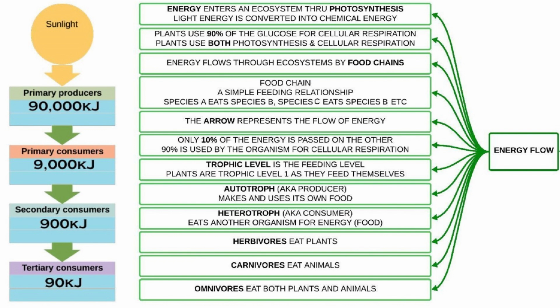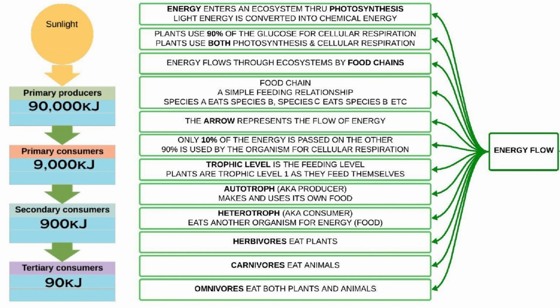Energy flows through ecosystems by food chains. A food chain is a simple feeding relationship. All it means is species A eats species B, and species B is eaten by species C, etc. The arrow represents the flow of energy. It just so happens to point to the eater. Only 10% of the energy is passed on. The other 90% is used by the organism for cellular respiration to generate heat and ATP.